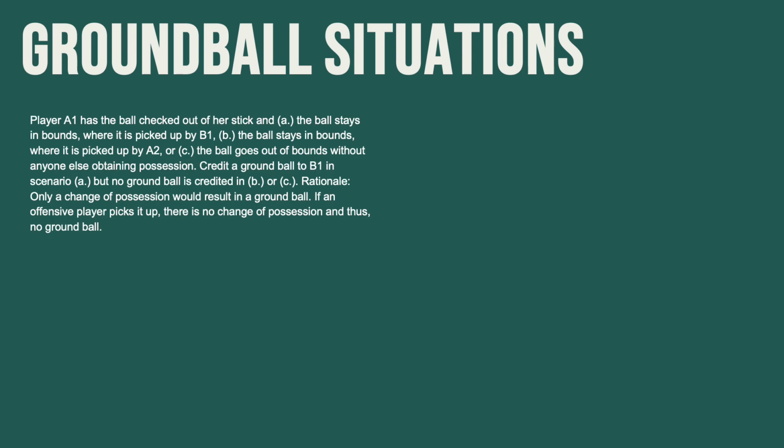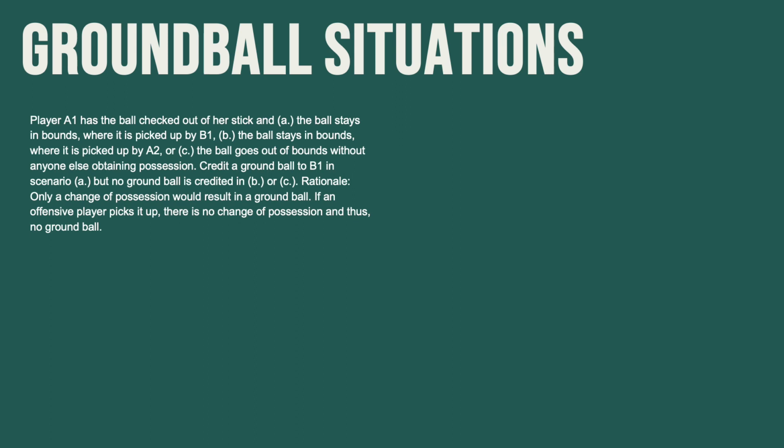More ground ball situations. Player A1 has the ball checked out of her stick, and in Scenario A, the ball stays in bounds where it is picked up by B1. Scenario B, the ball stays in bounds where it is picked up by A2, or Scenario C, the ball goes out of bounds without anyone else obtaining possession.